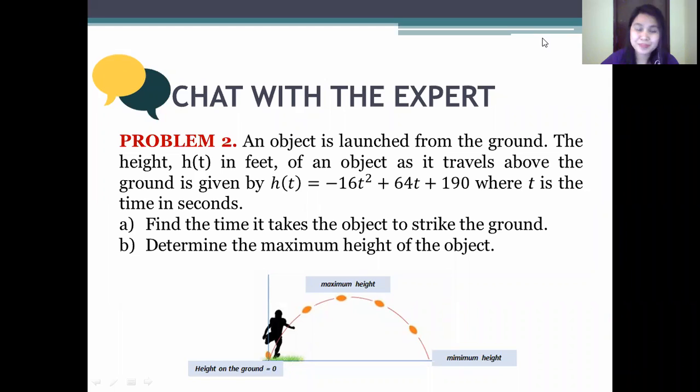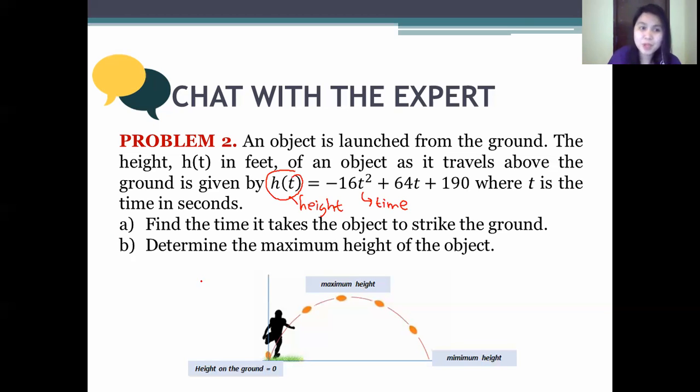Problem number 2. An object is launched from the ground. The height h(t) in feet of an object as it travels above the ground is given by the formula h(t) = -16t² + 64t + 190, where t is the time in seconds. So we say h(t) is our height and t will be the time in seconds.